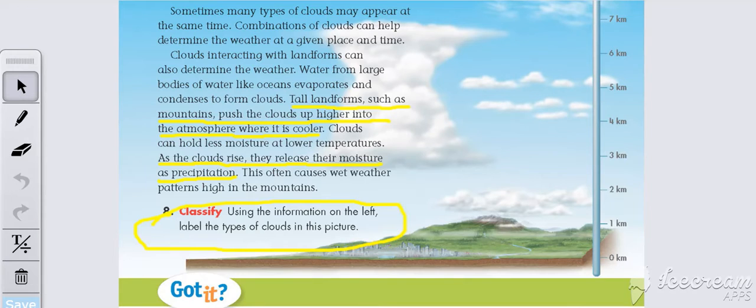Now, question 8 is asking about using the information that you know to tell the type of the cloud in this picture. Of course, I know that you are able to do it. Observe the shape of the cloud, observe the altitude, or how many kilometers away from the Earth's surface, to answer correctly.